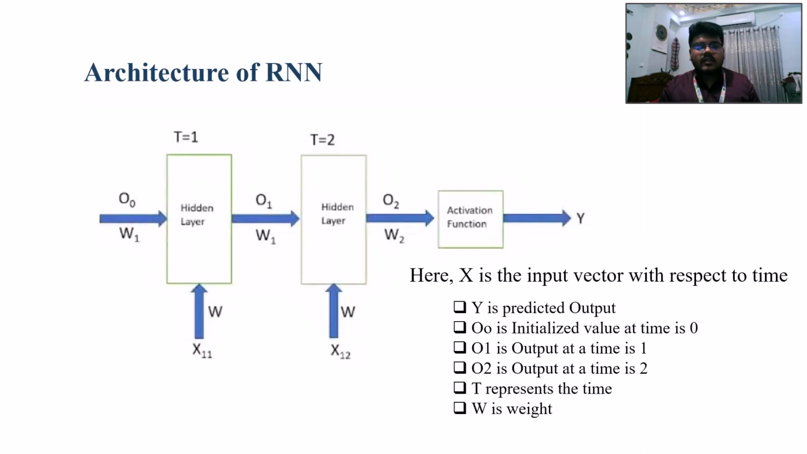So this is the architecture of the RNN. Here y is our predicted output, and O0 is the initialized value at time 0. O1 is the output at time 1, O2 is the output at time 2, and T represents the time and W represents the weights.